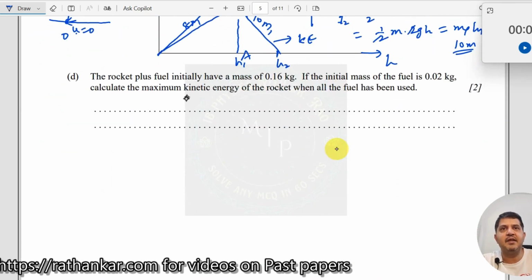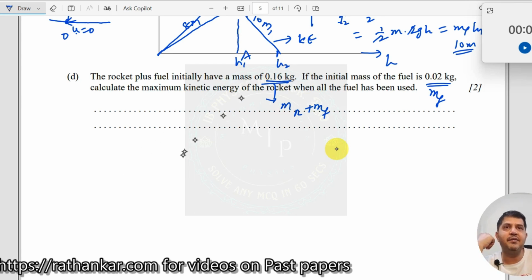The rocket plus fuel initially have a mass of 0.16 kg. Okay, mass is 0.16 kg. The initial mass of the fuel is 0.02 kg. This is mass of the fuel. This is mass of the rocket plus fuel. Okay, calculate the maximum kinetic energy of the rocket when all the fuel has been used. When all the fuel has been used.